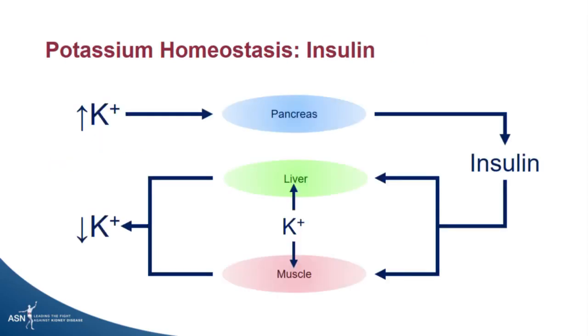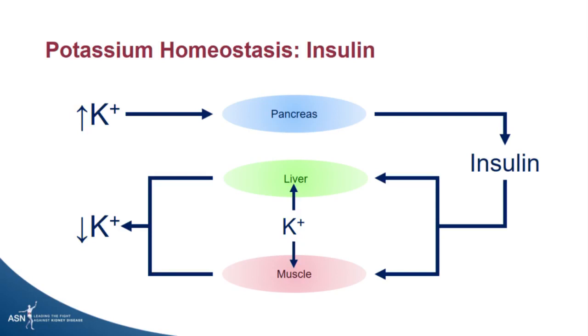So what is the relationship between potassium and insulin? Potassium is a direct insulin secretagogue. So hyperkalemia stimulates the pancreas to release insulin, and that insulin stimulates potassium uptake both in the liver and in muscle.